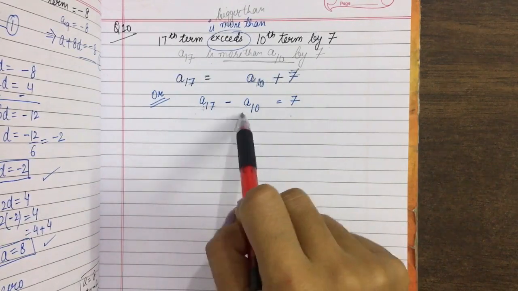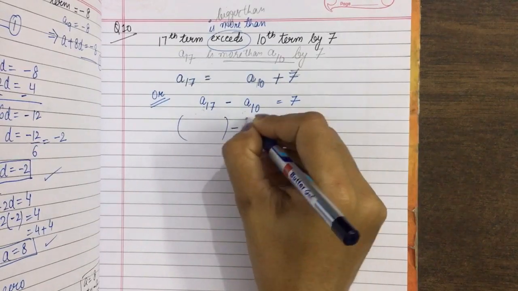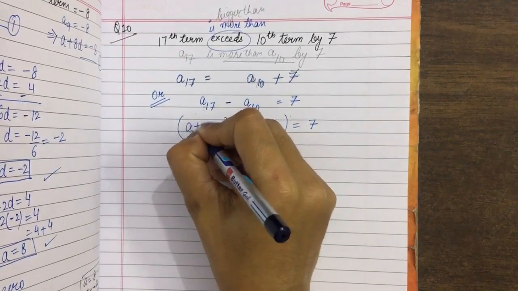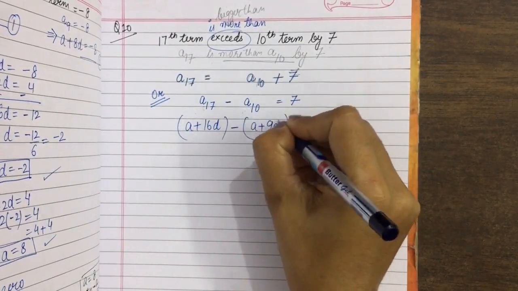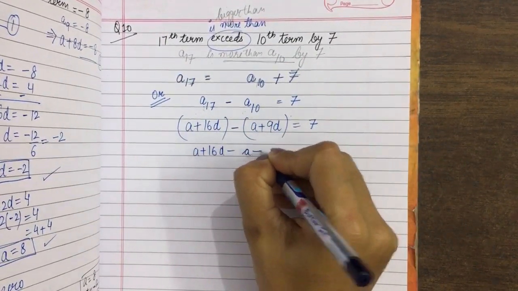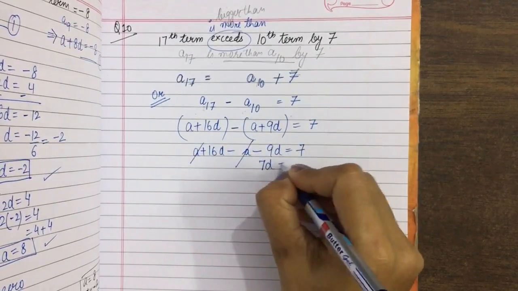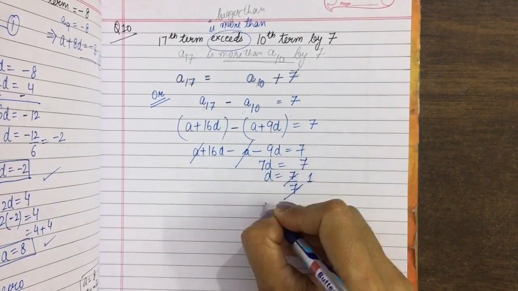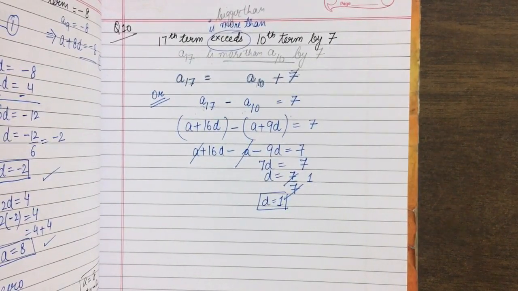Now let's use the formula to find out the nth term and solve this. 17th term minus the 10th term is equal to 7. 17th term will be a plus 16d. The 10th term will be a plus 9d. Solving, open the brackets and change the signs. A gets cancelled, so I get 7d equals 7. From here, the common difference comes out to be 1, and this is what I was asked to find out.